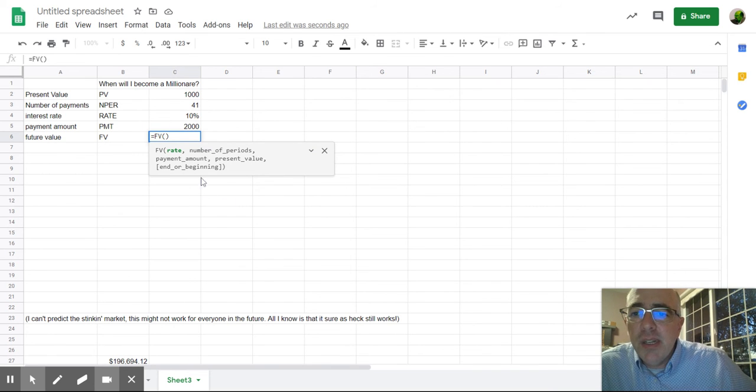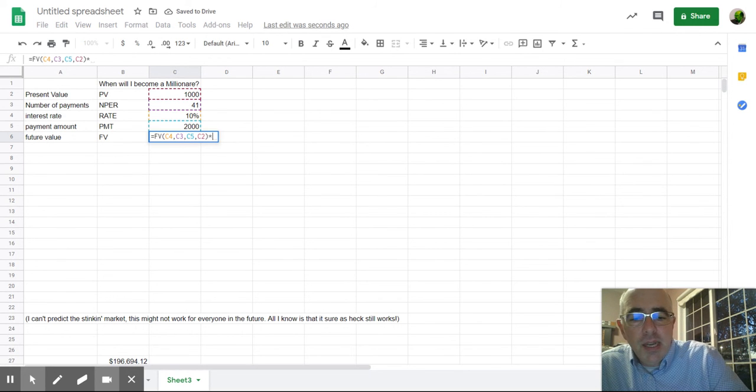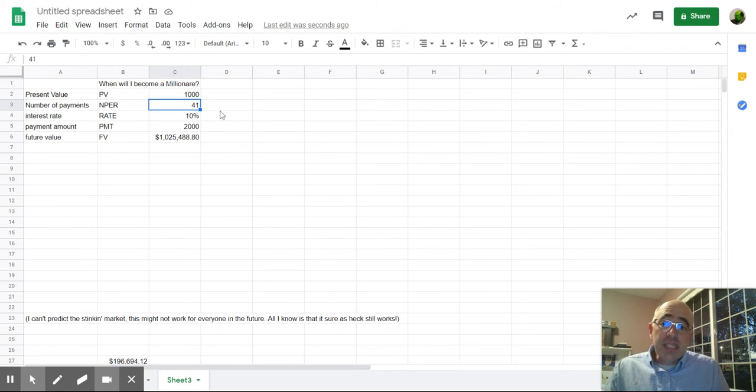All right, so this one, instead of typing in the rate, I'm going to click on the rate. There's the rate, comma, click on the number of periods, comma, click on the payment amount, comma, click on the starting amount. I guess in this one I started with 1,000, whatever. And then hit enter. Oops, got to make it negative again. Times minus 1. Hit enter. Oh wait, there we go. 41 years. It takes me 41 years to reach $1 million at that rate. So this is the way that you do it.